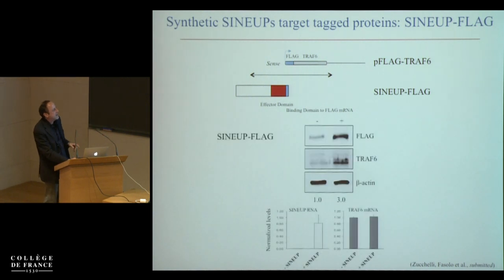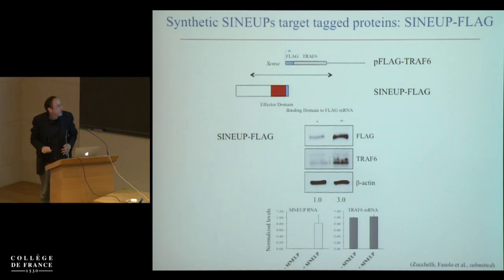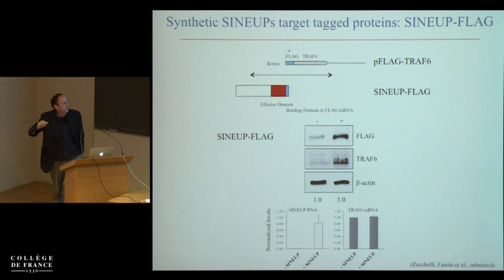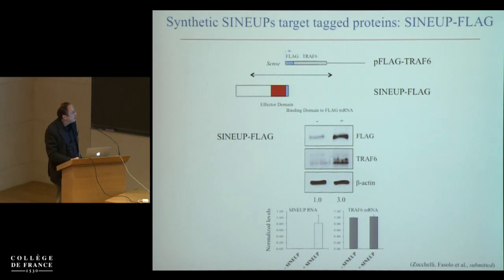This is a SINEUP-FLAG, in which you design a SINEUP against a FLAG fusion protein to a gene, to a protein that we study in the lab. It's called TRAF6. As you can see here, if you co-transfect FLAG-TRAF6 and the SINEUP against the FLAG, you see an increase of the fused protein by an anti-FLAG antibody or an anti-TRAF6 antibody.